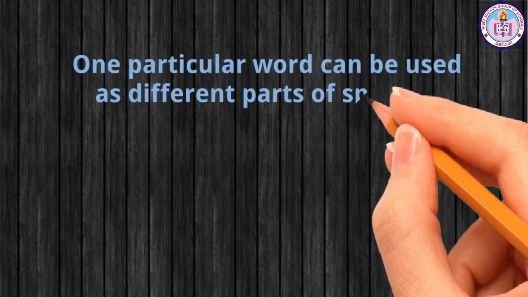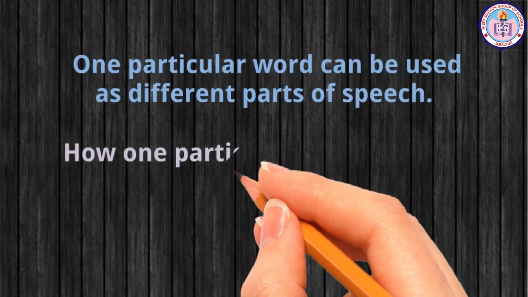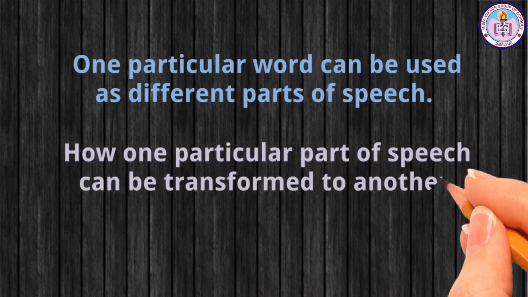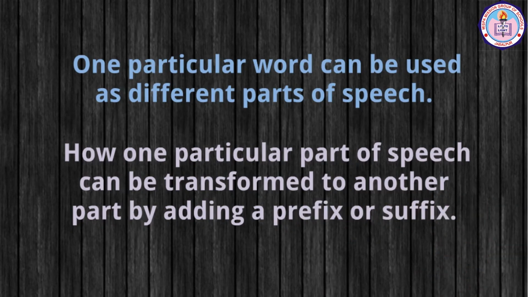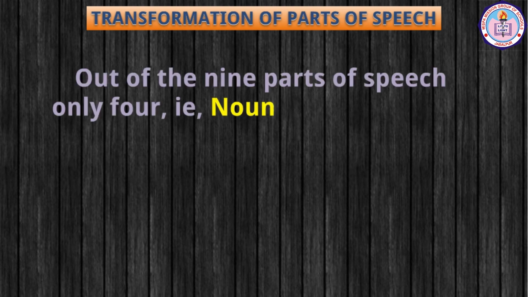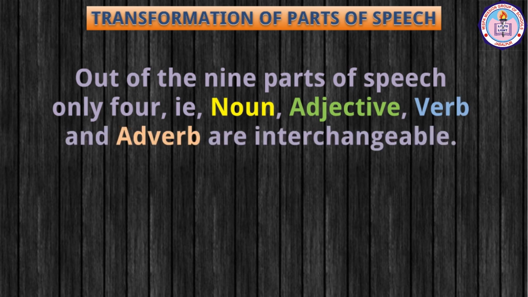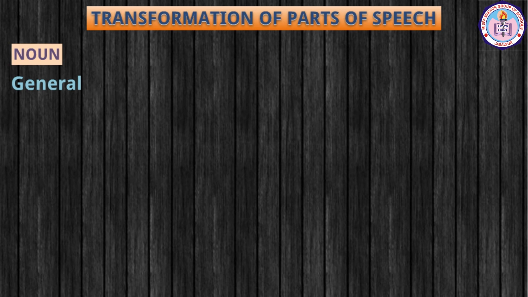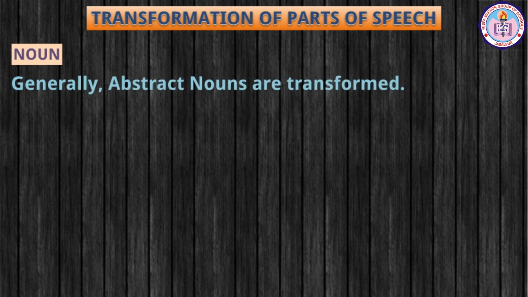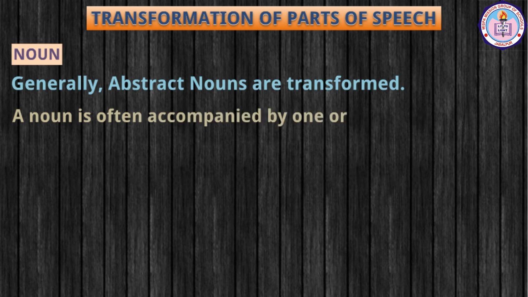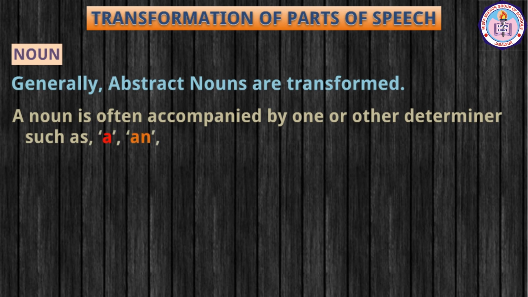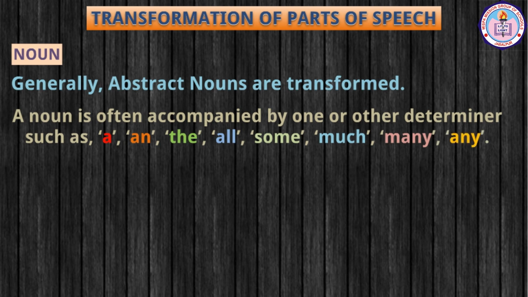Till now, we have seen how one particular word can be used as different parts of speech. In the next step, we shall learn how one particular part of speech can be transformed to another part by adding a prefix or suffix. Transformation of parts of speech. Out of the 9 parts of speech, only 4, that is noun, adjective, verb and adverb, are interchangeable. Let us see how a noun can be transformed into other parts. Noun. Generally, abstract nouns are transformed. As you know, a noun is often accompanied by one or other determiner such as a, an, the, all, some, much, many, any, etc. One of these determiners should fit just before the noun.